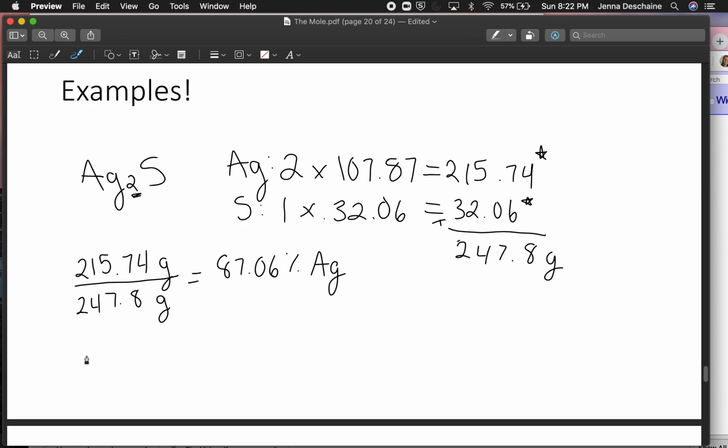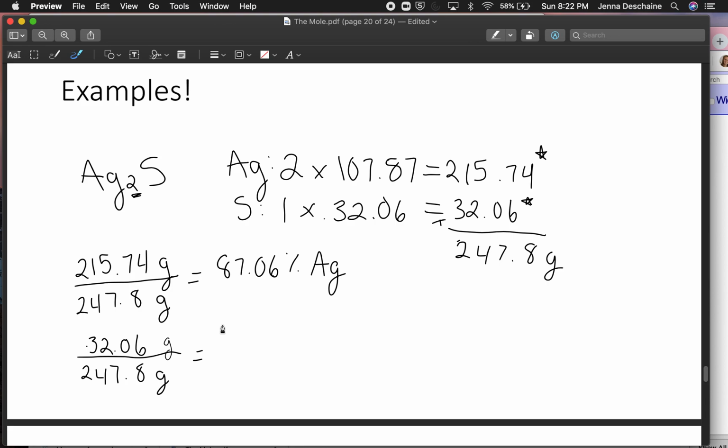Okay, so now I'm going to do the same thing down here, but for sulfur. So I'm going to take the part of sulfur, which is 32.06, and I'm going to divide it by the whole, which is, again, 247.8 grams.